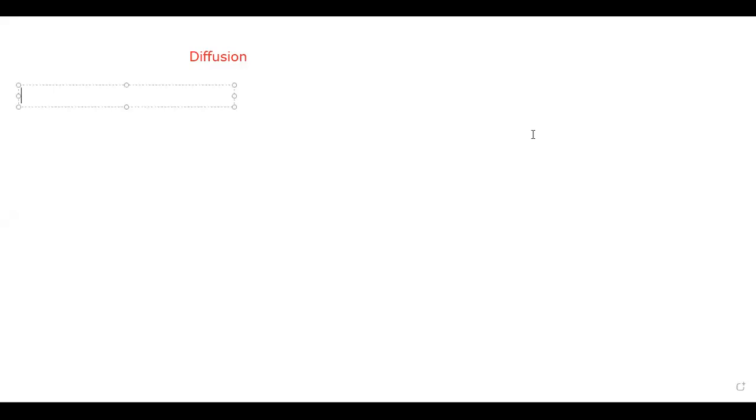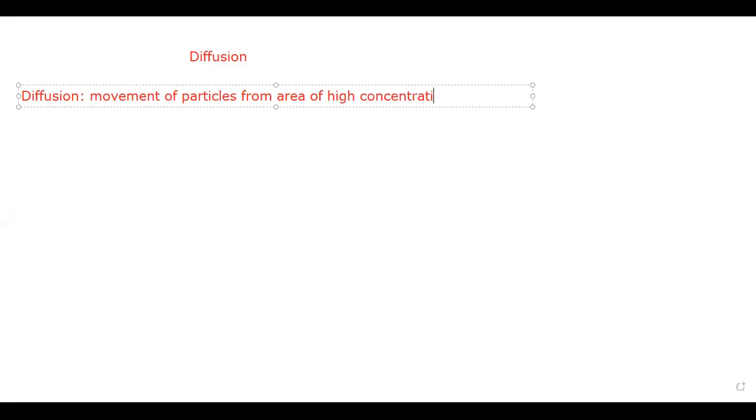Today, we have the diffusion process. First of all, we need to know what the word diffusion means. Diffusion is the movement of the particles from the area of high concentration to the area of low concentration. So this is the explanation of the diffusion process: movement of the particles from an area of high concentration to an area of low concentration.